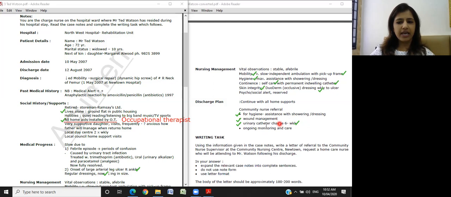Okay? And then ongoing monitoring and care. So what is ongoing monitoring and care? It is the patient's vital status, and whether there are any medications. It is given that vitally he is stable. So I need to tell them that he's stable, afebrile. Now he is afebrile, and here also it says the infection has now fully resolved. That means he's free of infection now. So what the nurse needs to do is continue with the ongoing care. So these are the points that we are going to include in our letter.